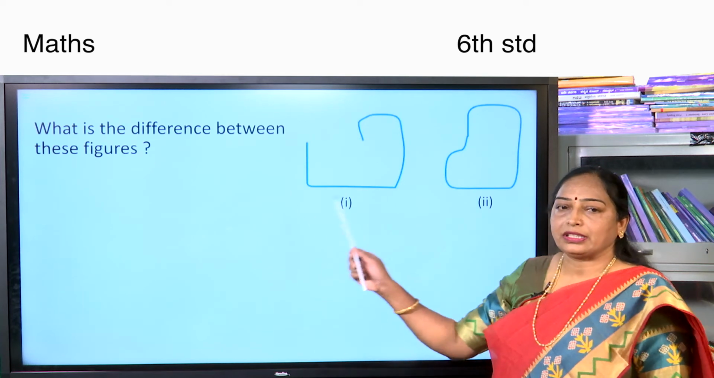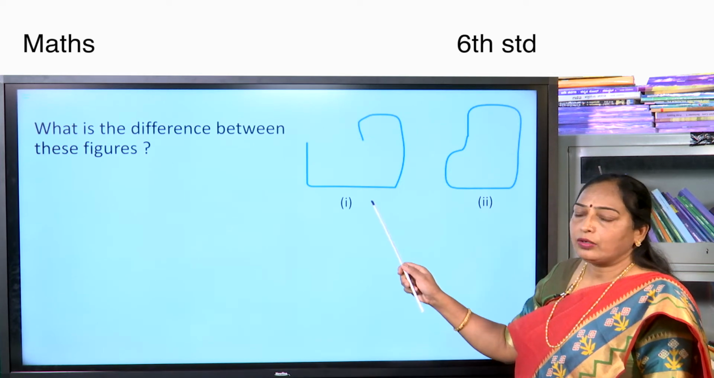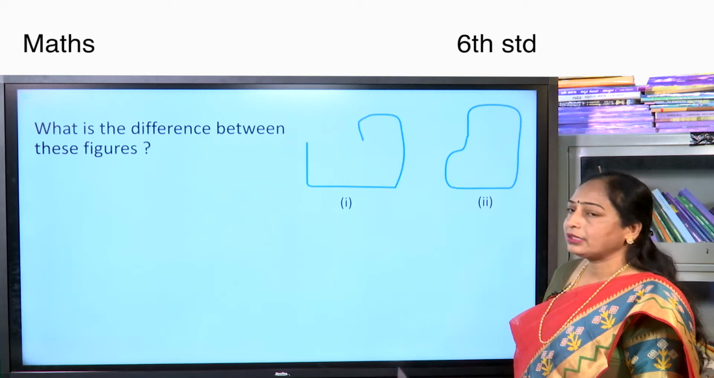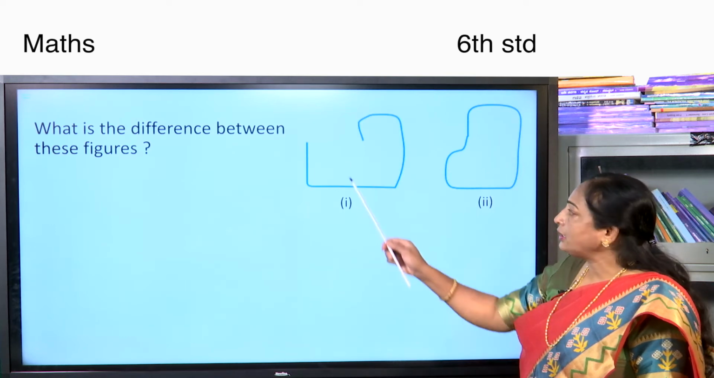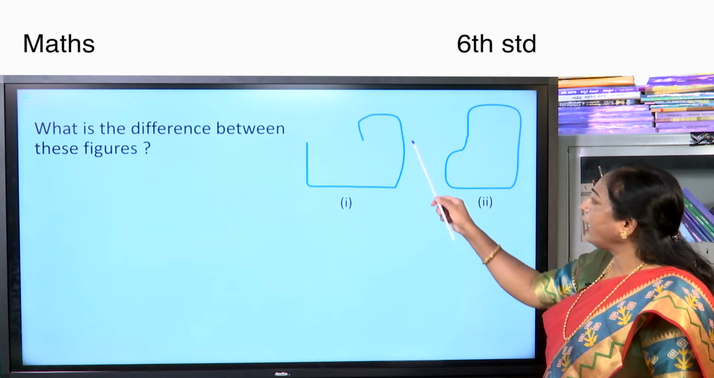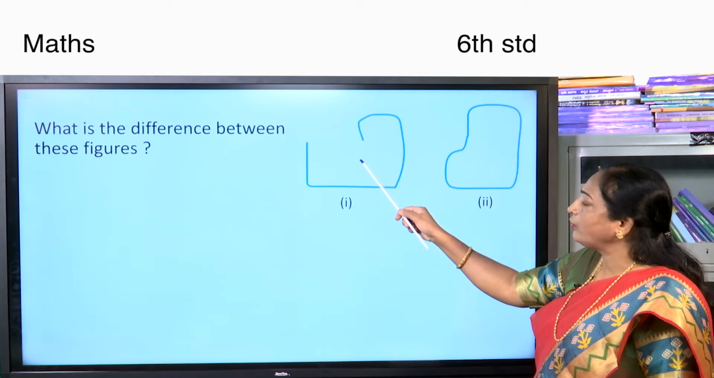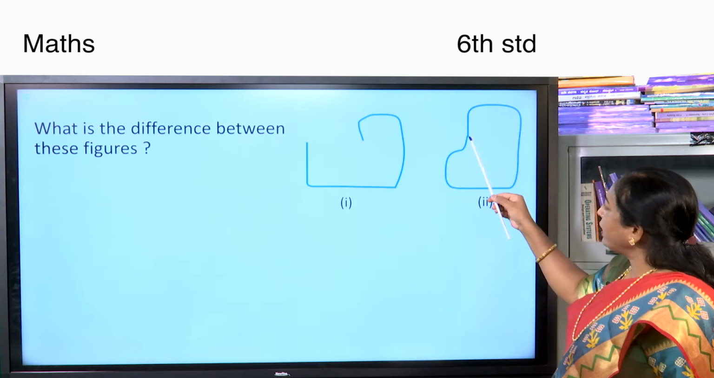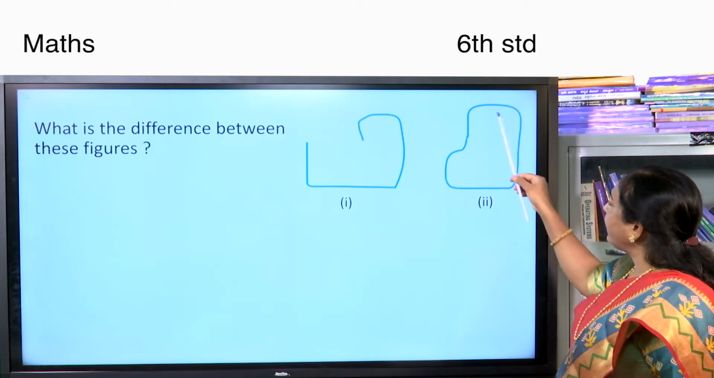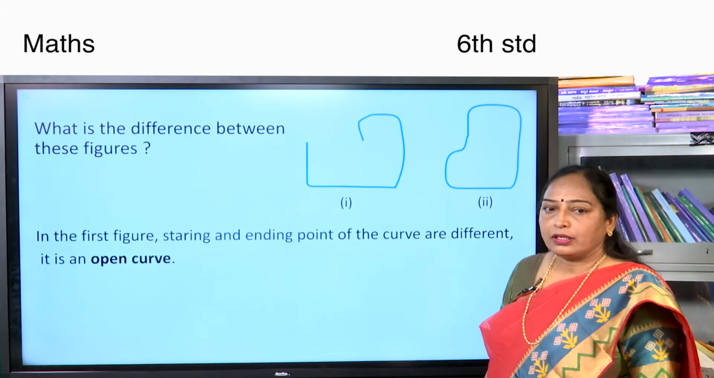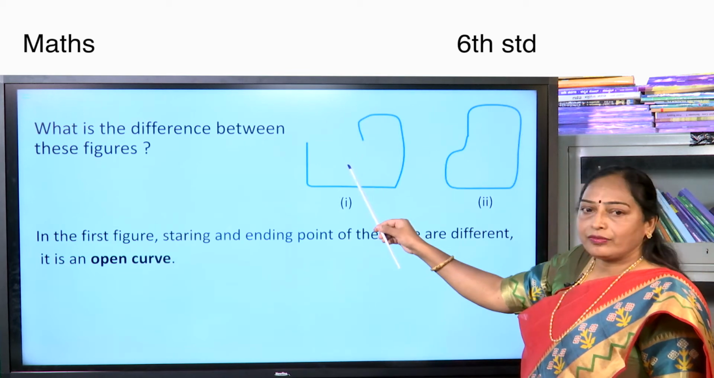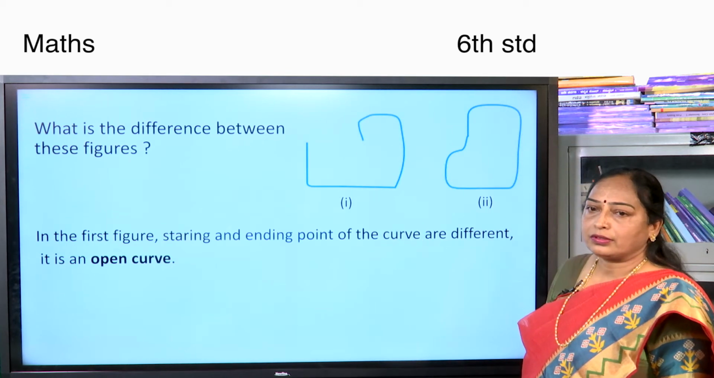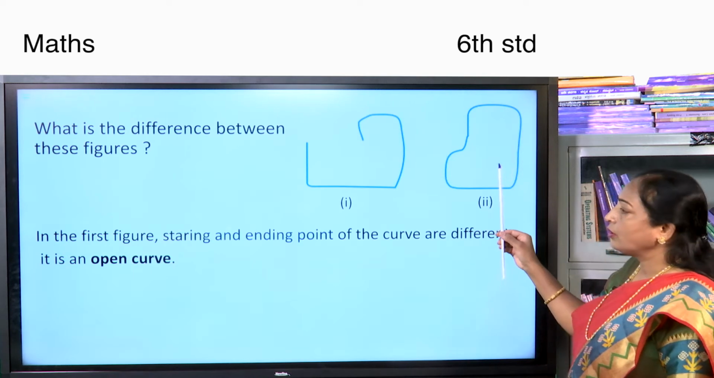Look at these pictures. Children, what is the difference between these figures? The starting point and the ending point of this figure are different. In this figure, the starting point and the ending point are the same. Therefore, the first curve is an open curve. The second curve is a closed curve.